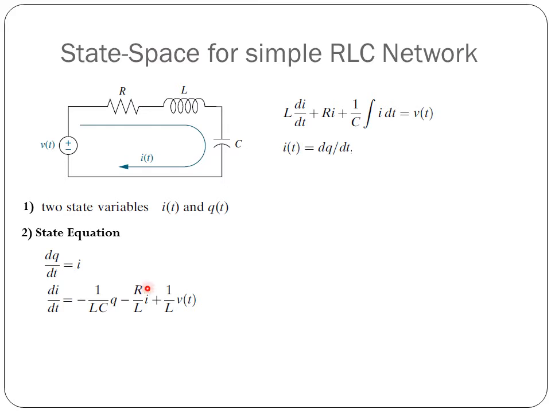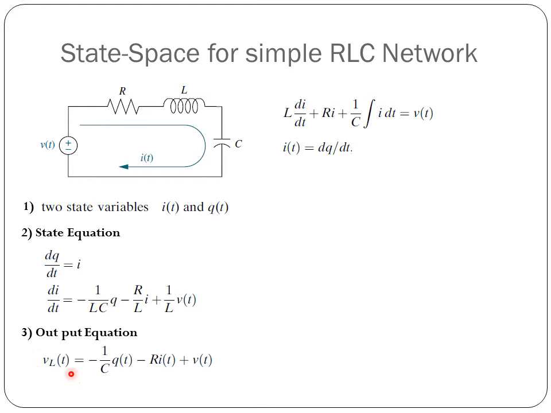Also, the right side of a state equation cannot include any derivative or integration term, like this integration or this derivative term. We cannot use those. It will simply be a linear combination of state variables and input. So that's our state equation. We have two state variables and two state equations. Now let's go for the output equation.